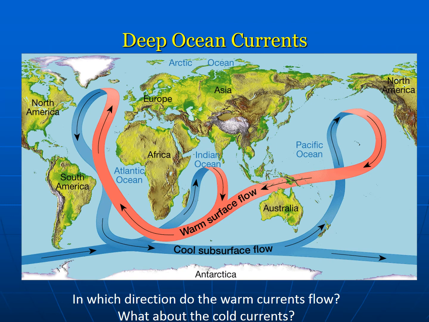Now here we're going to look at the deep ocean currents. So now we looked at the difference between the northern hemisphere and the southern hemisphere, but in which direction do warm currents flow? Obviously north, south, east, west. Well, we look at the warm, and the warm is going this way, so that is west. What about cold? Cold goes east.